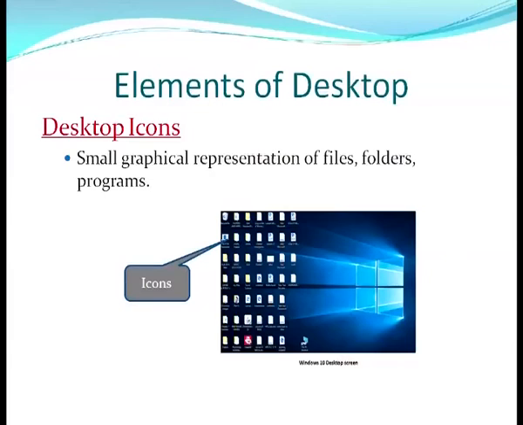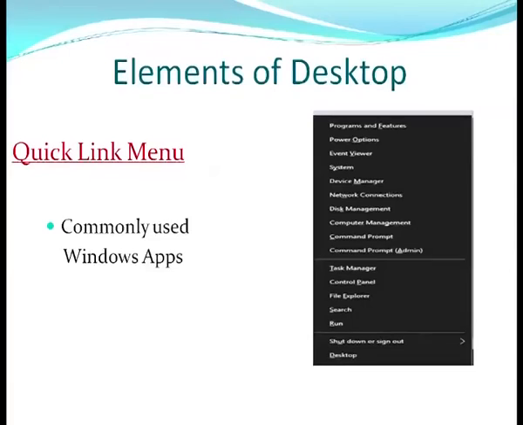Let's now discuss various elements of the desktop. You have the icons, around 10 to 15 icons are shown on the screen that you are seeing now. These are graphical representations of files, folders and programs. To view any of the icons, to open any of the folders, you just double click on that particular icon and it opens up. The next element is the quick link menu. It contains the commonly used Windows apps. You can select any of these apps to use them.